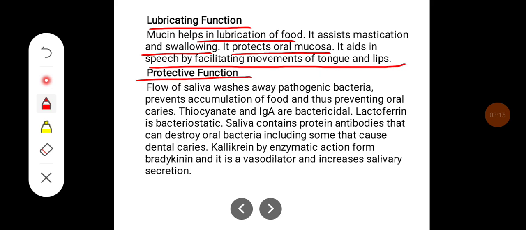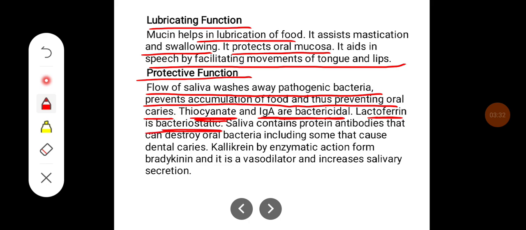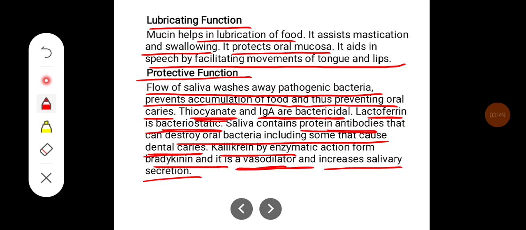It has a protective function as well. The flow of saliva washes away the pathogenic bacteria, prevents accumulation of food, and thus prevents oral caries. Thiocyanate and IgA are bactericidal. Lactoferrin is bacteriostatic. Saliva contains protein antibodies that can destroy oral bacteria, including some that cause dental caries. Kallikrein, by enzymatic action, forms bradykinin, which is a potent vasodilator and increases the salivary secretion.